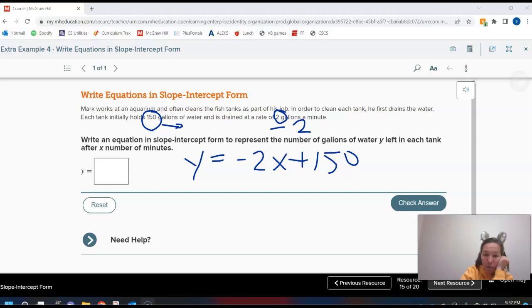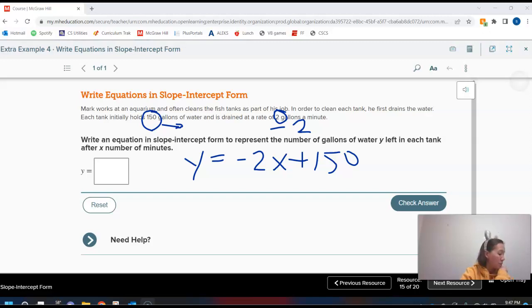So think about this. Every minute, if I have 1 minute, that would be negative 2. Negative 2 plus 150 is 148. So if I start out with 150 gallons and I go down 2 gallons, that's 148, then 146, and so on and so forth. So this equation kind of models and represents that situation.